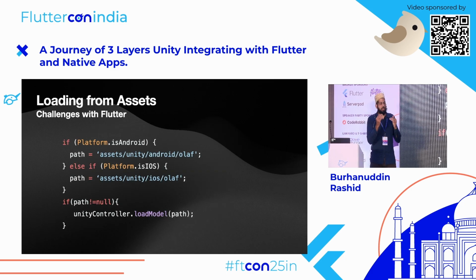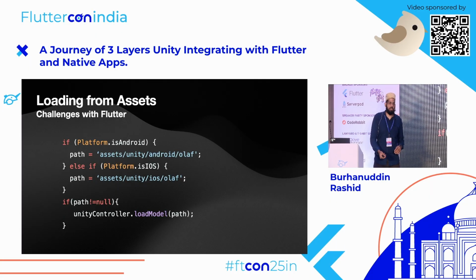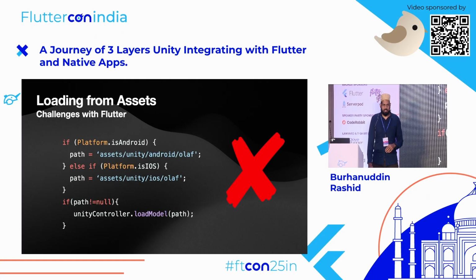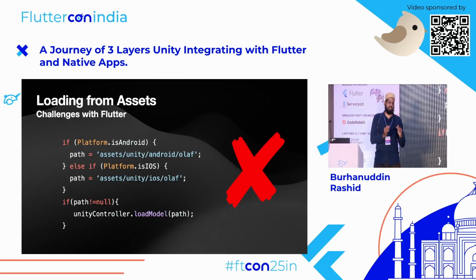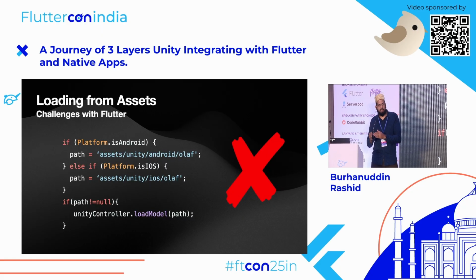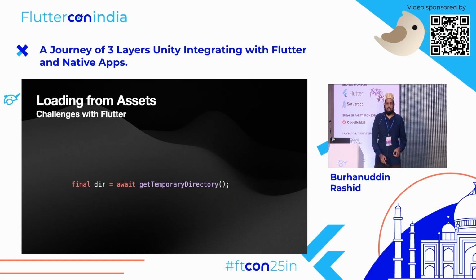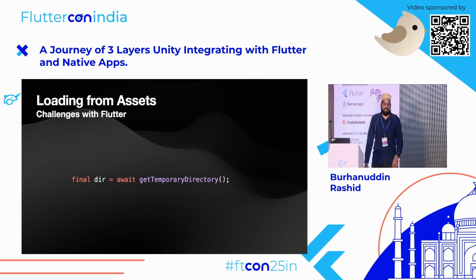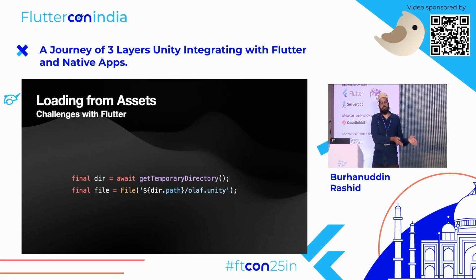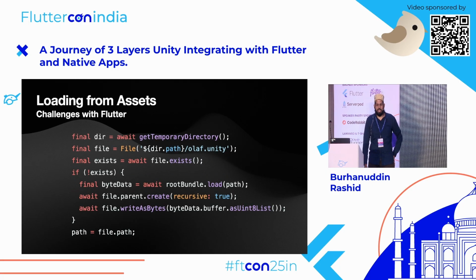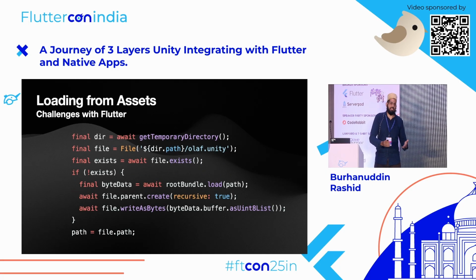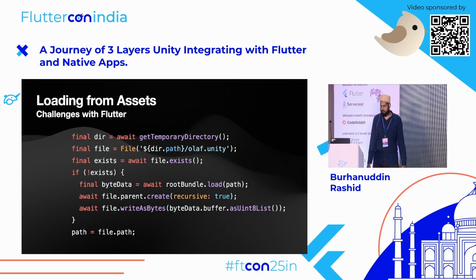if you directly try to get an asset and load it into Unity, it won't work. Because the asset bundle on Flutter is stored differently compared to Unity, which is trying to get the folder from the native side, which is different. So what you have to do is get the temporary directory of your native part, and then move your asset to that directory. And you have to do it one time only, because you can add a check whether the file exists or not, and then you just skip that.